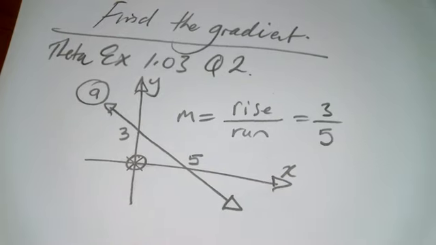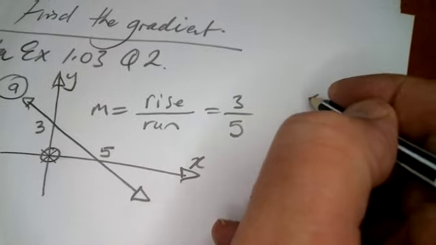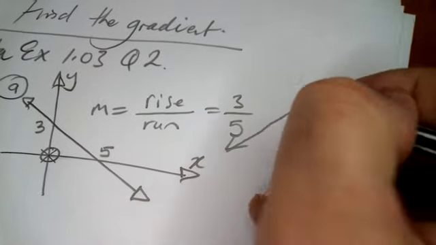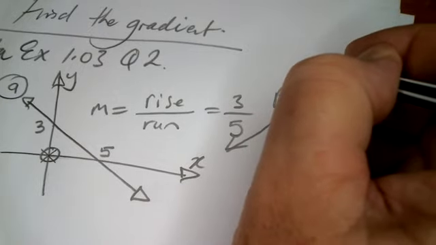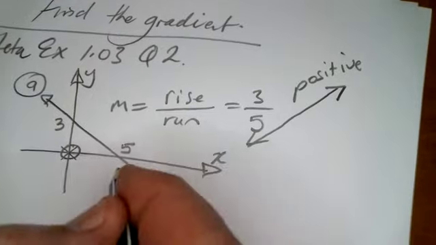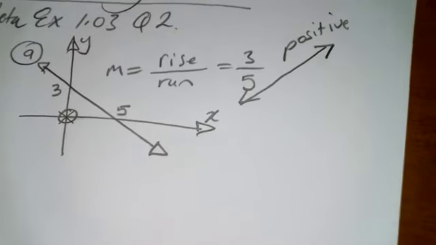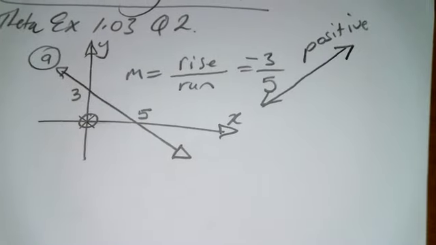Now there's one more component to this, and that's to ask the question, is it a positive or negative graph? Now a positive graph is always top right to bottom left. It always travels in that direction. This is a positive graph. A negative graph, of course, is going the other way, and this graph is such a graph. So it's a negative graph, so therefore this is going to be negative 3 over 5.